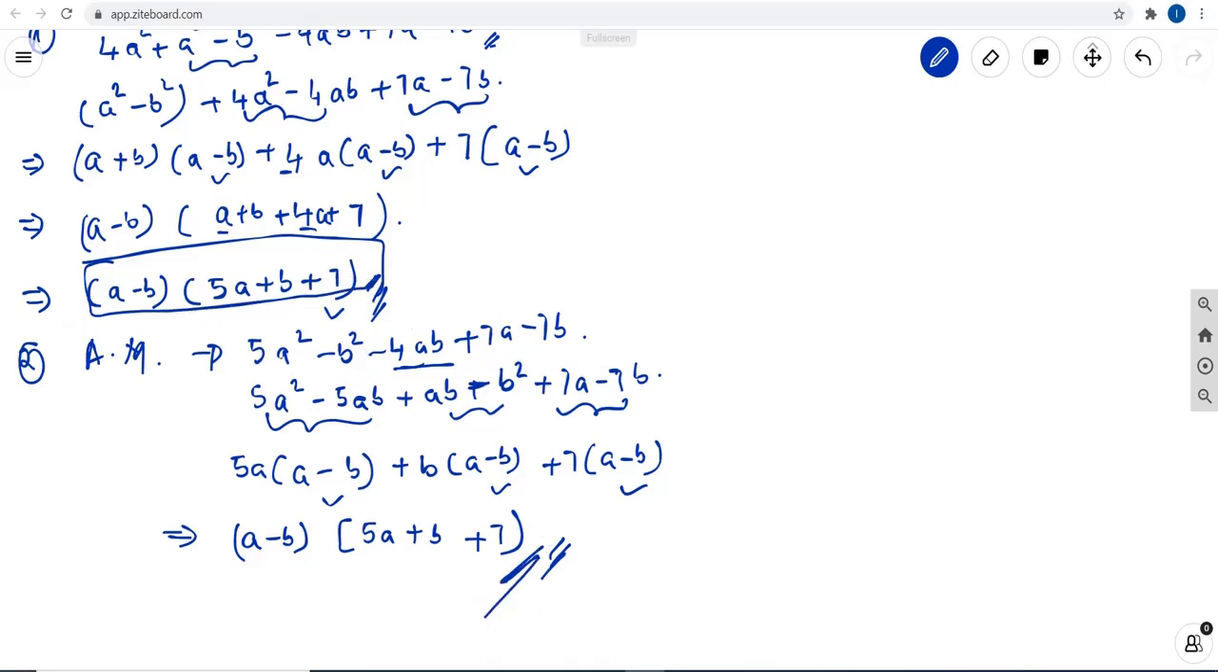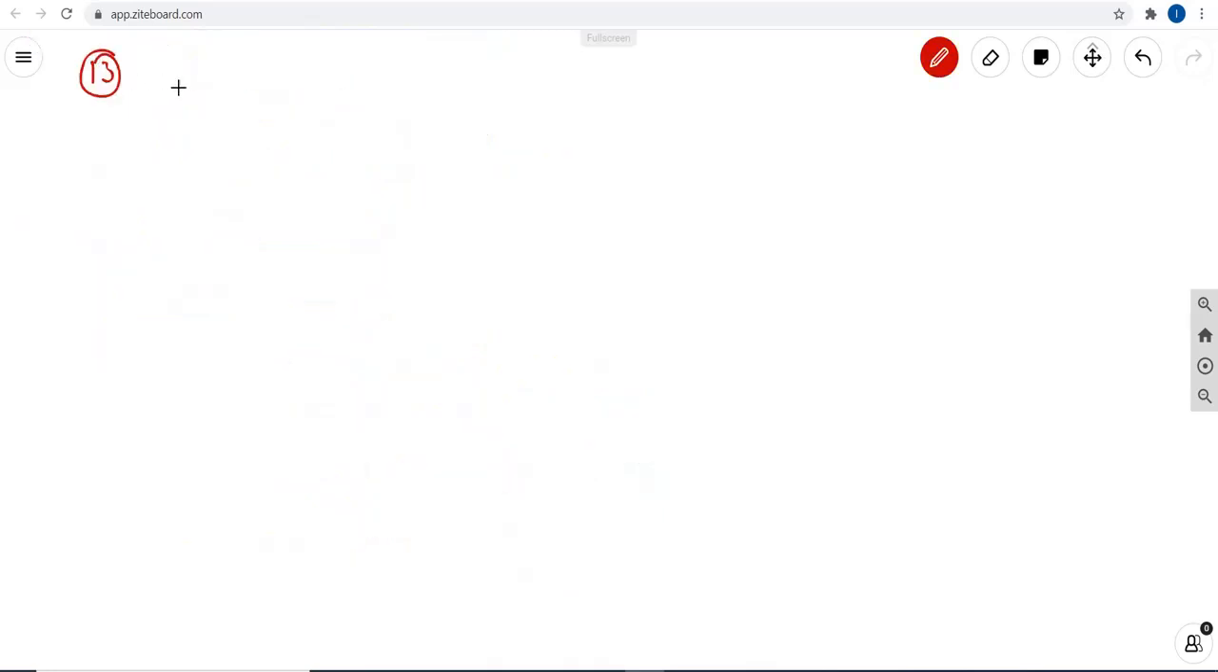Okay, so we'll go for the next problem. It is given as 12, open the bracket, 3x square, 3x minus 1. So this is the problem. If you see this problem, what we can do, if you do grouping, we can take common here.